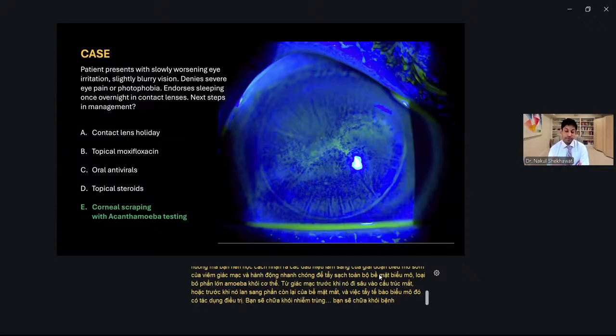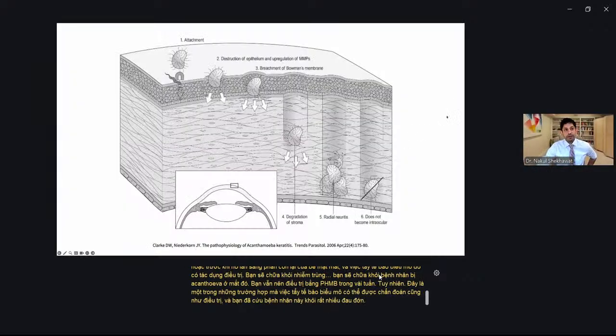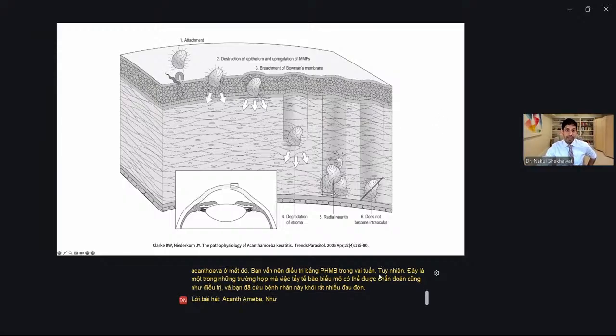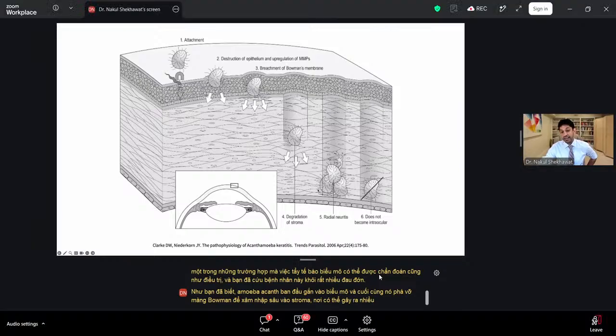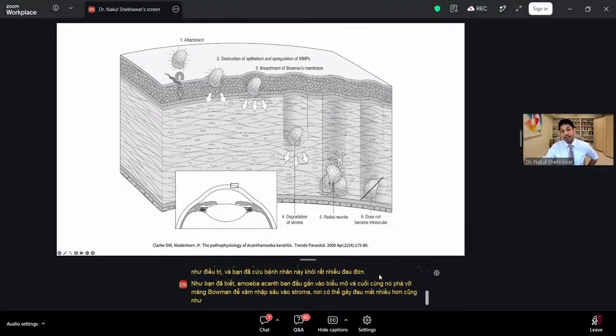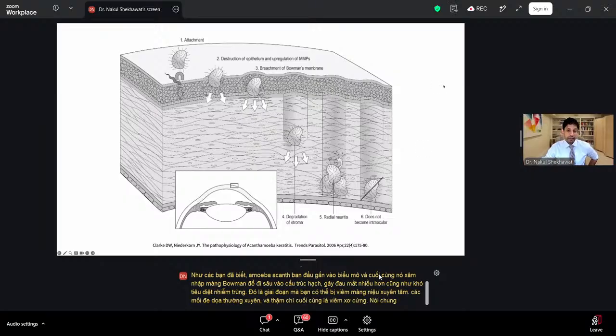You should still treat with PHMB for several weeks. However, this is one of those cases where an epithelial debridement can be diagnostic as well as therapeutic, and you've saved this patient from a lot of pain. So acanthamoeba, as you likely know, initially attaches to the epithelium, and then eventually it breaches Bowman's membrane and goes deep into the stroma, where it can cause much more eye pain as well as difficult to eradicate infections. That's the stage at which you can have radial perineuritis, ring infiltrates, and even eventually scleritis as well. Generally does not tend to go inside the eye itself.